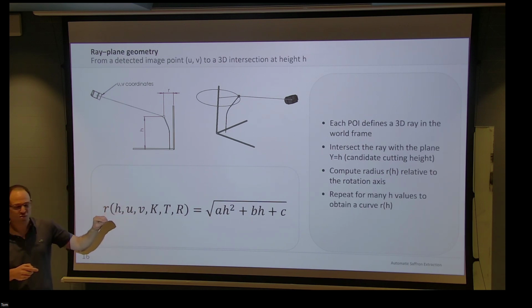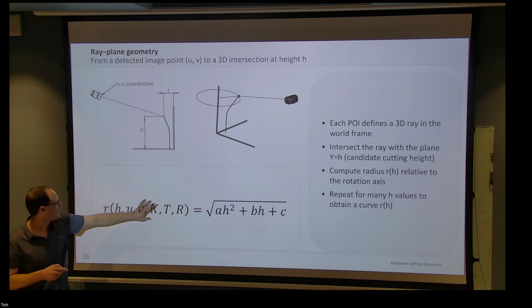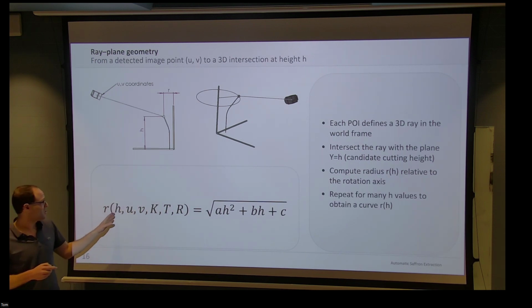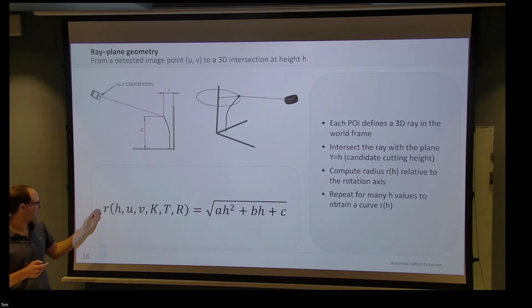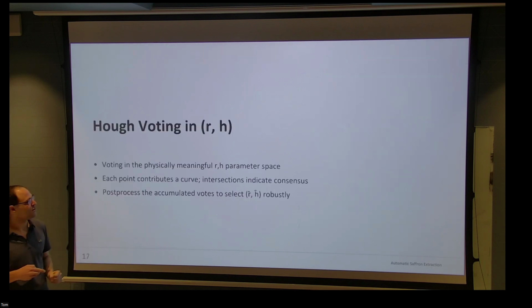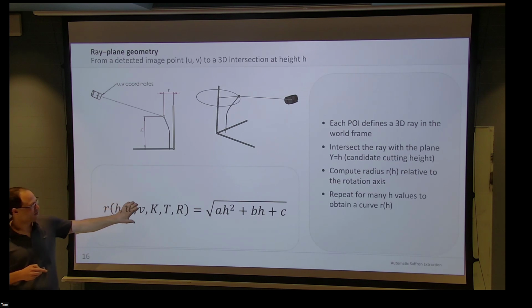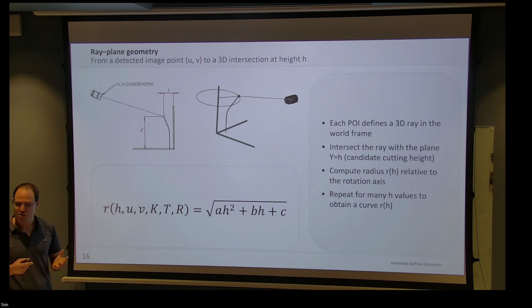From these parameters, we have constants A, B, and C, and H is our function, our dependent variable. That's what we found. And how does this curve look? We will take this curve for each point, and we will use the Hough idea to find the intersection of all these curves.